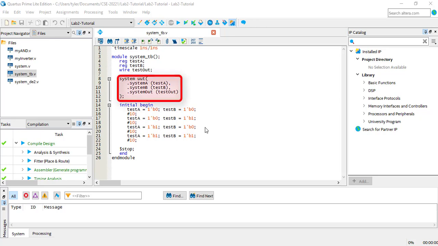Third, you can see there's an instance of the system module in the test bench called UUT, short for Unit Under Test. Even though system is the top-level module in the design, ModelSim will treat the test bench as the top-level module for its simulation.